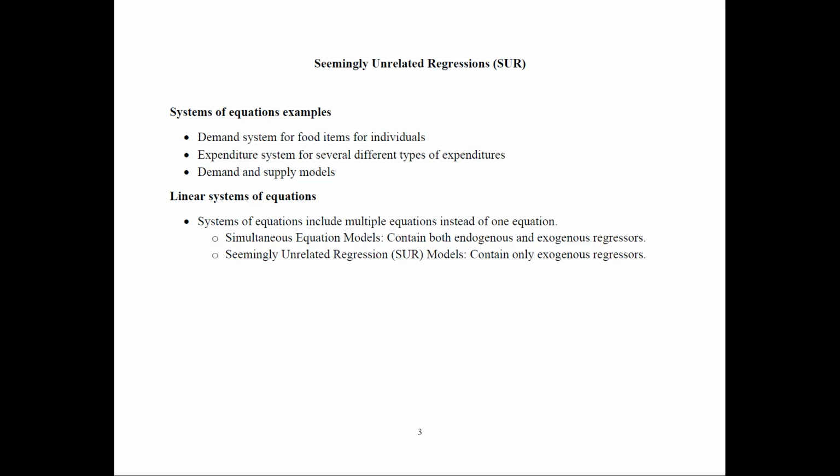So in a linear system of equations, we would have multiple equations instead of one equation. I wanted to give you the difference from simultaneous equation models, which I described in another video when I talk about instrumental variables. They contain both endogenous and exogenous regressors, and typically if a regressor is endogenous, it means it shows up somewhere else in another equation as a dependent variable. I will not talk about these models in this video. I will concentrate on the second type, the seemingly unrelated regression, which contains only exogenous regressors. There are no endogenous regressors in this kind of model.